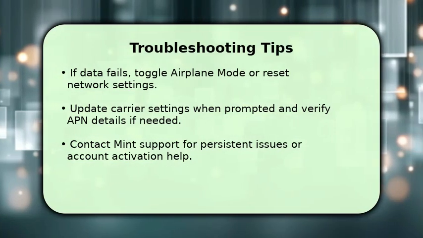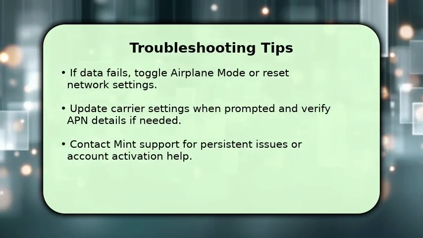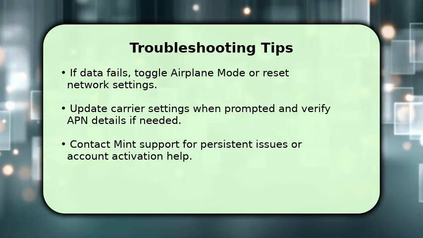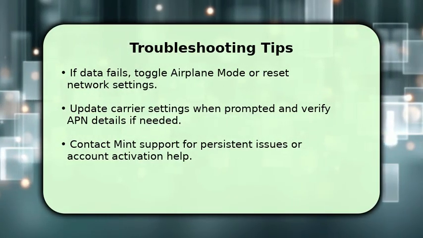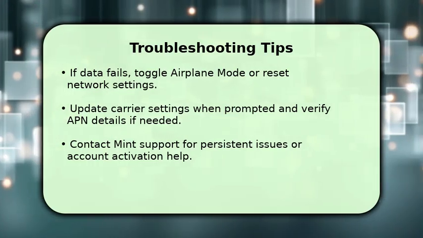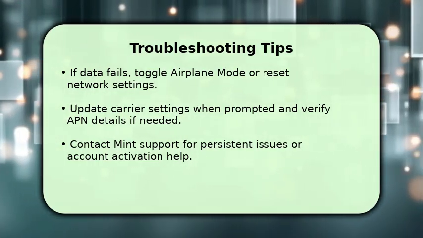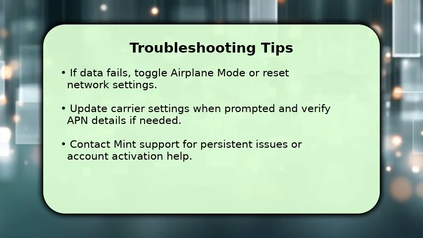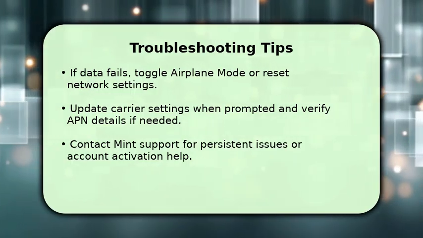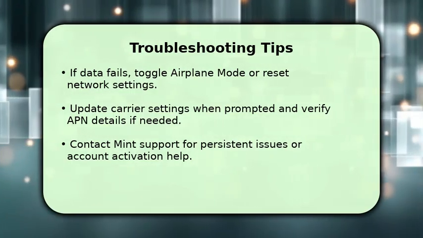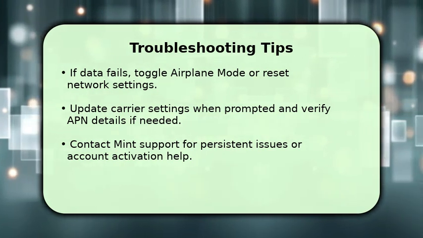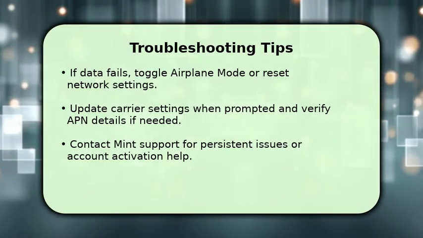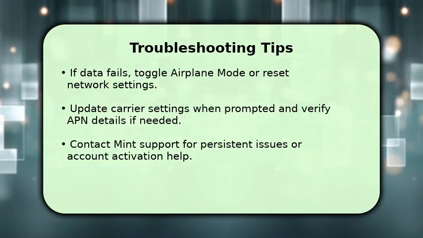After activation, check Settings Cellular to confirm your plan and data status. If data fails, toggle airplane mode, reset network settings, or reinstall the Mint app. Update carrier settings when prompted and ensure cellular data is enabled for apps you use. For MMS or visual voicemail issues, verify APN details from Mint support. Keep your account active by topping up via the app, and consider automatic renewals to avoid service interruptions.